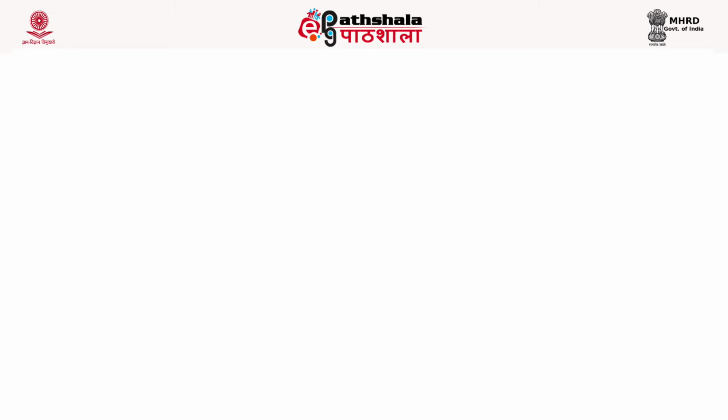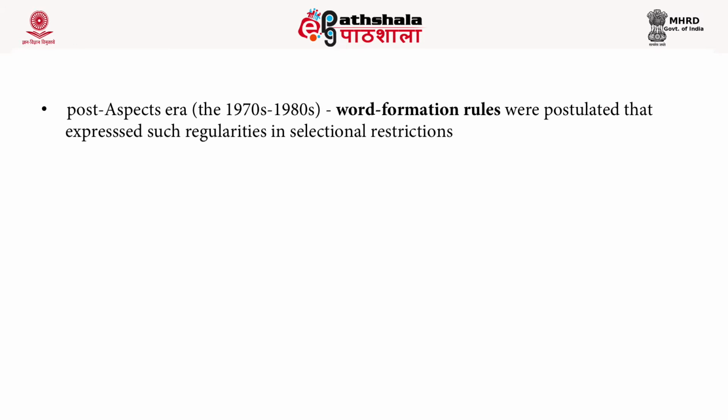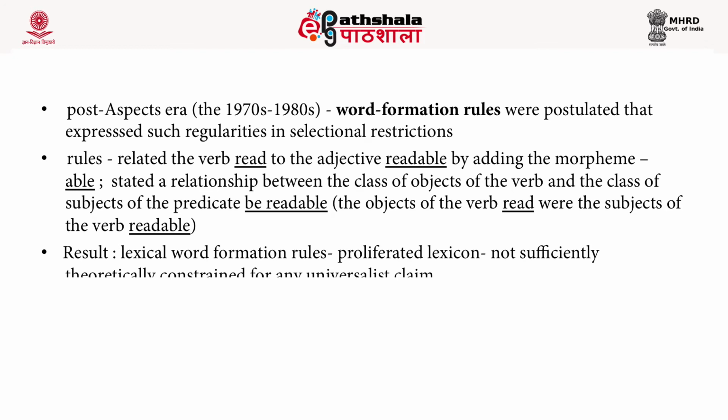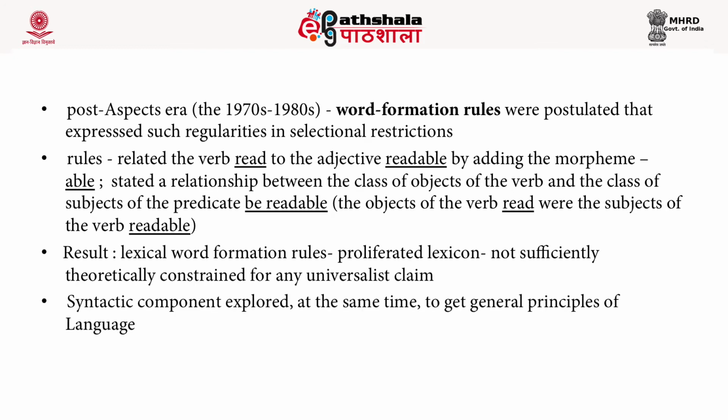Post-Aspects era, that is the 1970s and the 1980s, we saw word formation rules coming up, and these word formation rules were the ones that were postulated to express such regularities in selectional restrictions. Now there were rules that related the verb read to the adjective readable, and this rule added the suffix morpheme able to the verb root read.